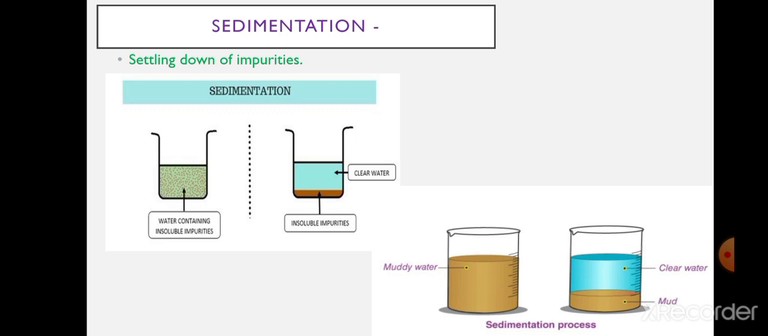Okay, first is sedimentation. What is sedimentation? You can see the picture also. If I dissolve mud in water, what happens after some time? The mud will settle down. If left undisturbed, it will settle at the bottom of the container. So this is the process of sedimentation, that is settling down of sediments. The impurities settle down.